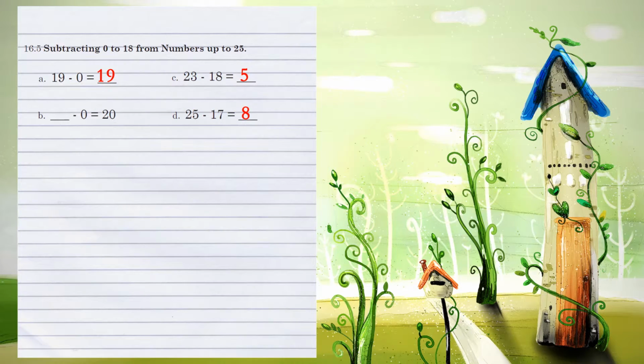Example B. 21 minus 6. In our ones position, you can't take 6 from 1. Come over to the 2. We're going to borrow, make that a 1. Take that borrowed 10 and add it to the ones column. 11 minus 6 is 5. We then have the 1 left in the tens column for an answer of 15.